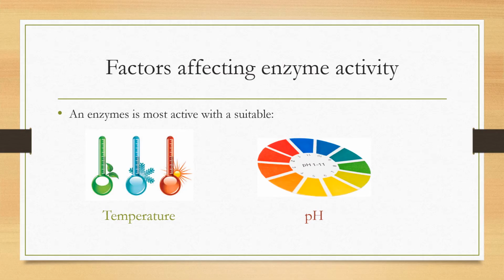So there's 2 factors which affect enzyme activity, which we've already mentioned. So an enzyme is most active with a suitable temperature and pH. So if your temperature is too high or too low, your enzyme will not function properly. And for pH, if your pH is extremely acid or extremely alkali, then your enzyme will not function properly.